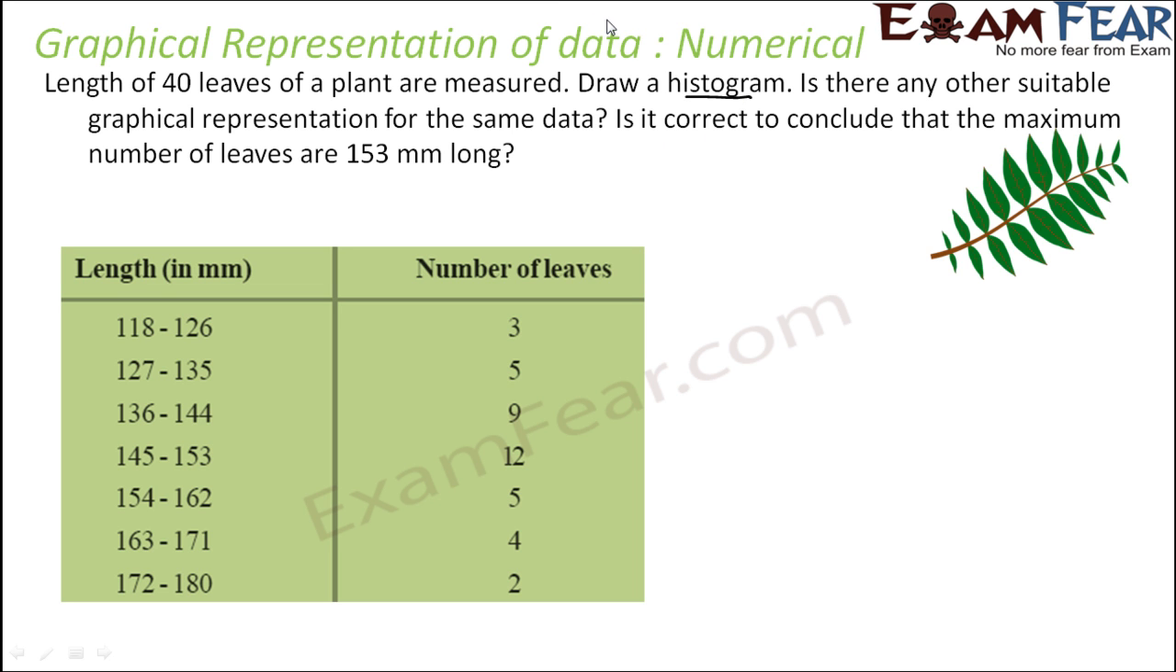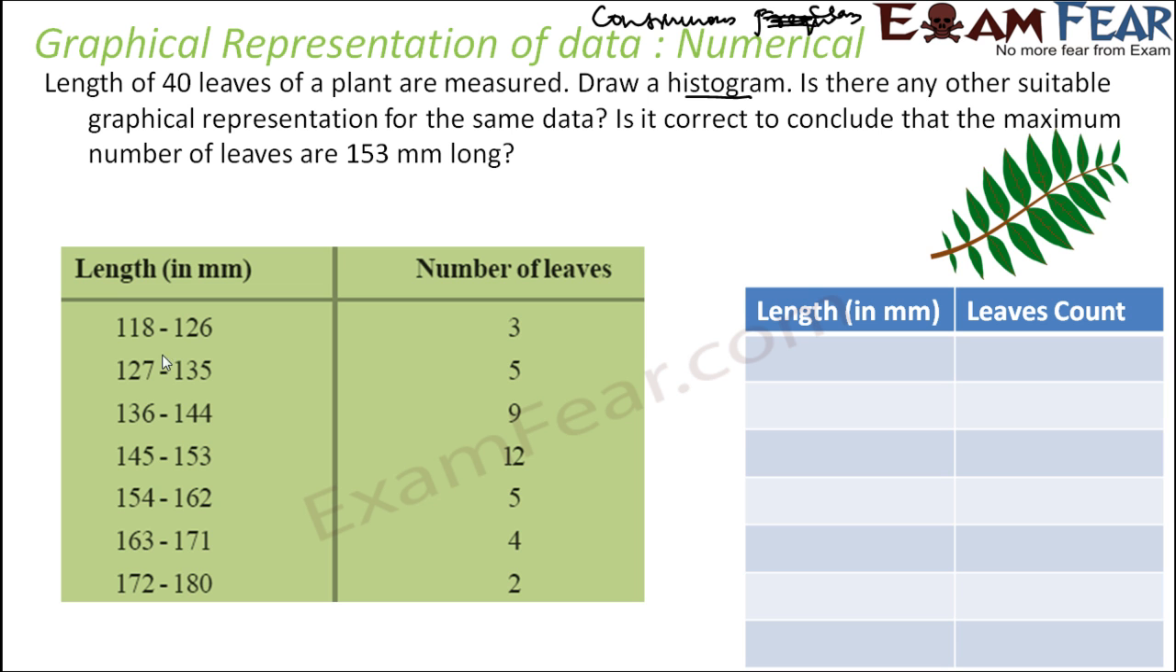For a histogram, what do we need? We need a grouped frequency table with continuous classes. You see here the classes are not continuous: 126, 127, 135, 136. So first let's make the classes continuous.